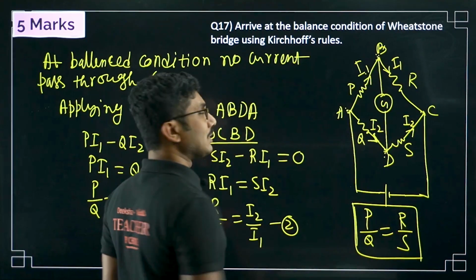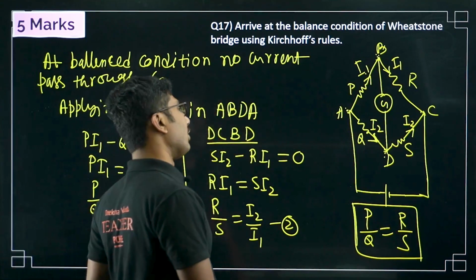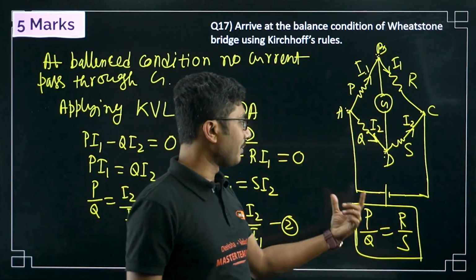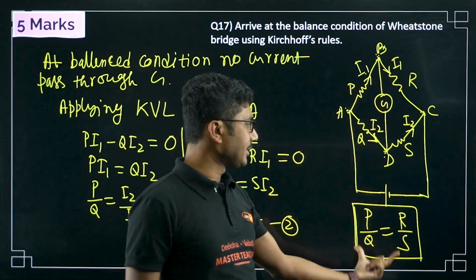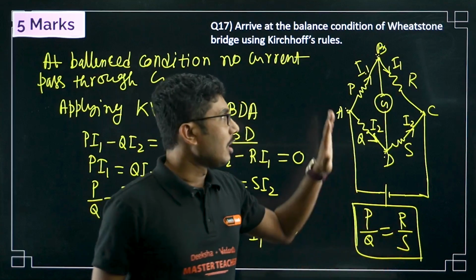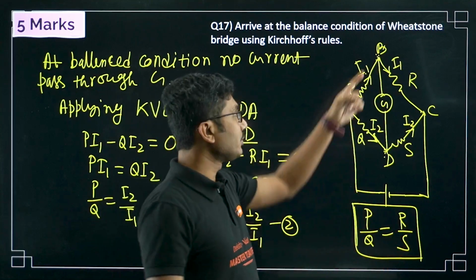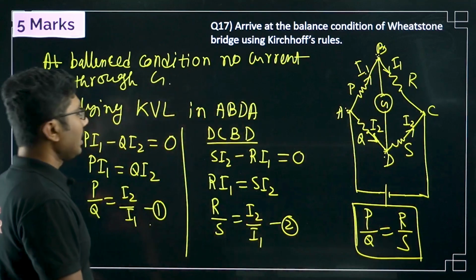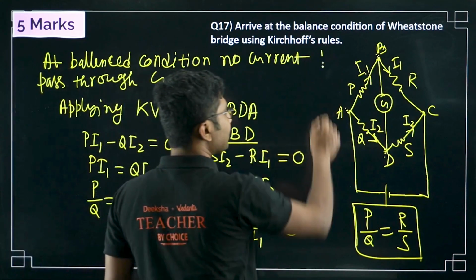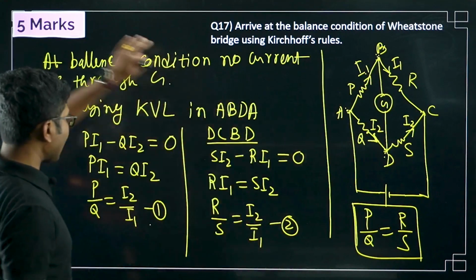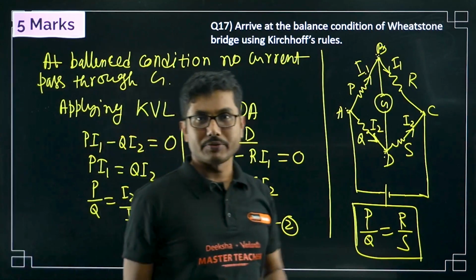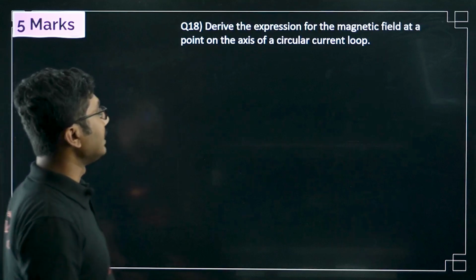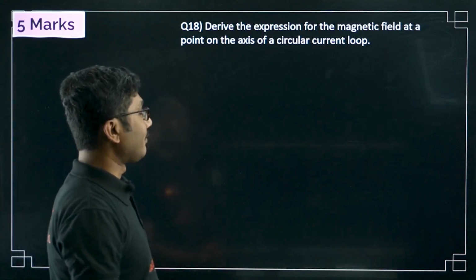Now there was 1 or 2 times it came as only draw the Wheatstone bridge and mention the condition for balance. So that might come as a 2-marker question. So you should remember the diagram and the condition obviously. This much is a 2-marker question, and including the derivation it is a 5-marker question. Very easy derivation. Highly probably it will come in your final exam.